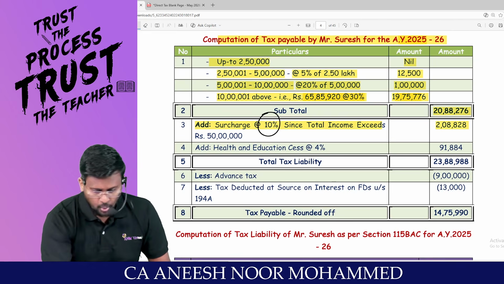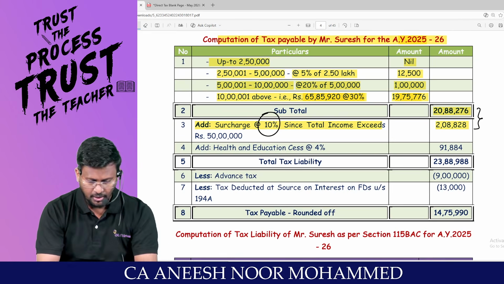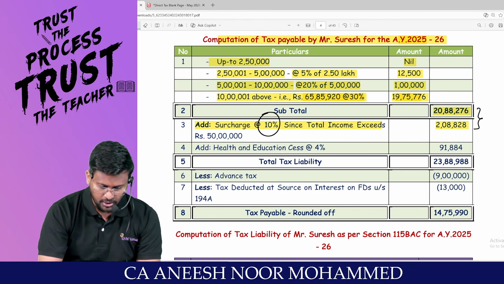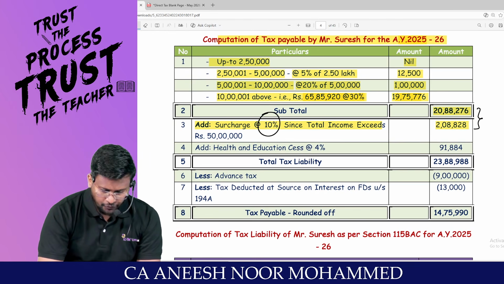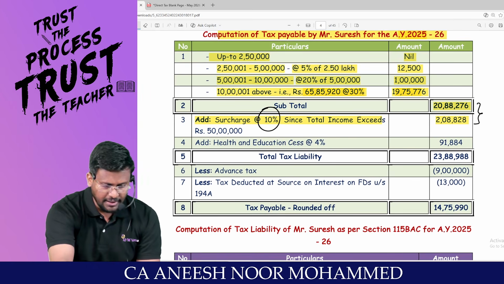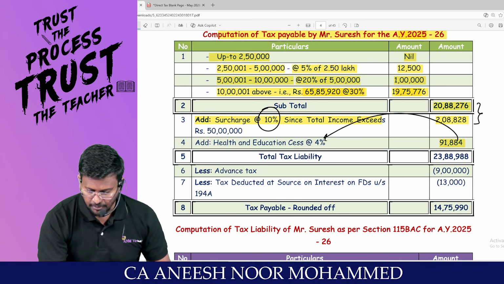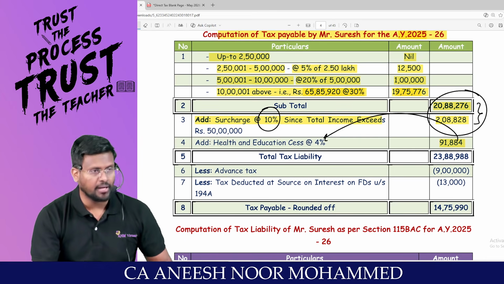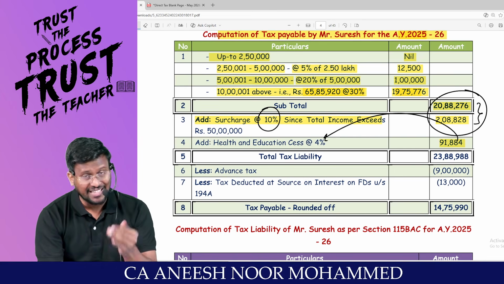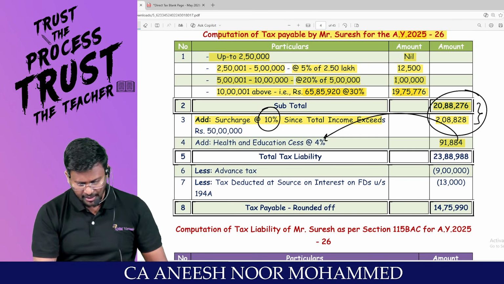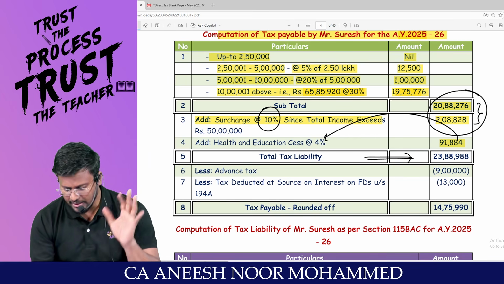Please add it. 20 lakh 88,276 into 110%, into 4% comes to 91,884, which is the health and education cess. My dear lovable students, please add both and apply 4%, because surcharge is also a tax. Tax on tax. Am I right? So you will be getting total tax liability of 23 lakh 88,988.